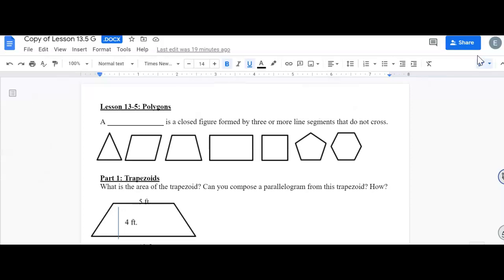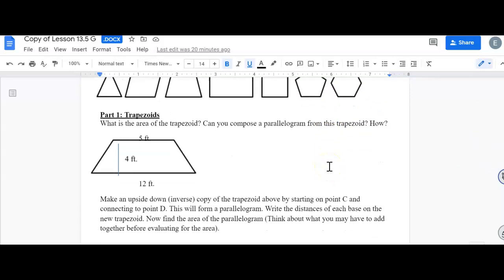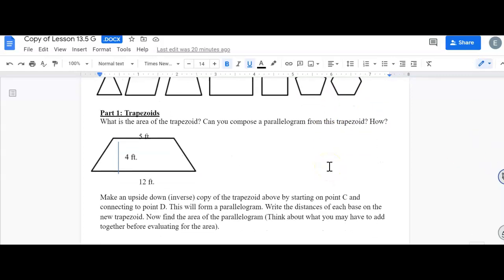Perfect. Looking at part 1, we have a shape right here. Does anyone have any idea what that shape is called? Ava. Nice. Looking right above it, it says trapezoid, and that is correct. Does anyone know what is a trapezoid? It is a shape right there, Robert. What makes that shape that shape?